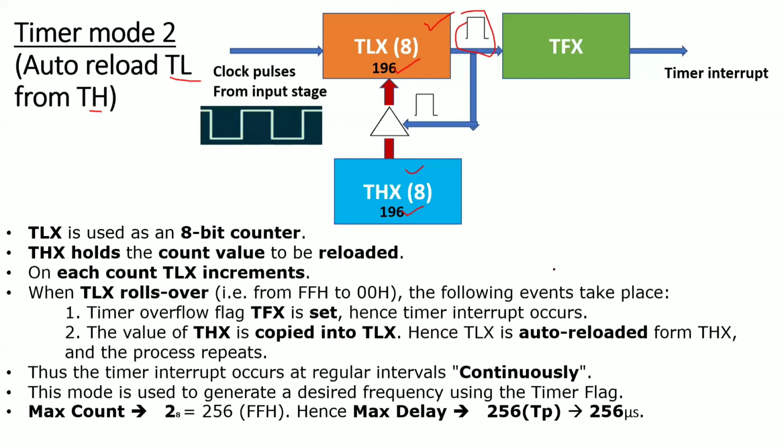Now, I told you this is an 8-bit counter or 8-bit timer. That means the maximum count is 256 and the maximum delay is 256 microseconds. So for 256 microseconds, the maximum delay count is 256. I hope you understood this mode.